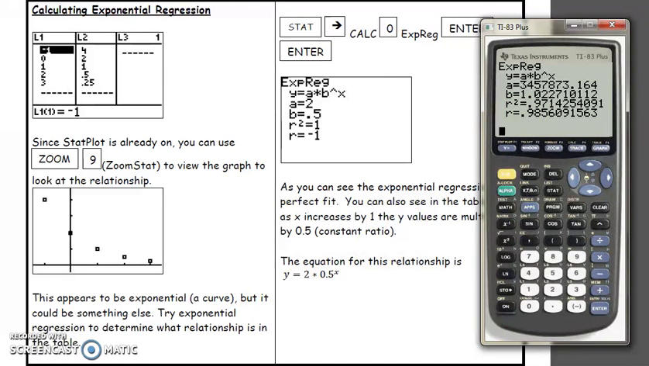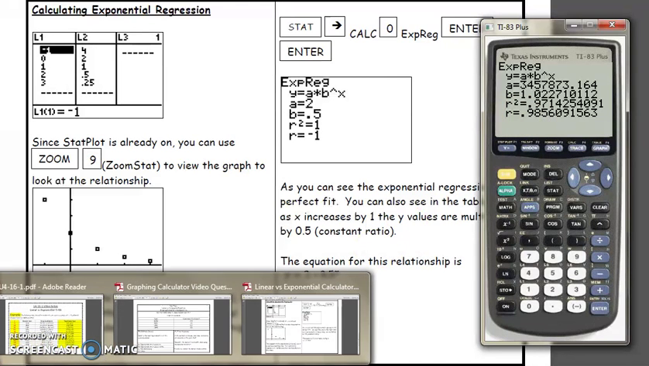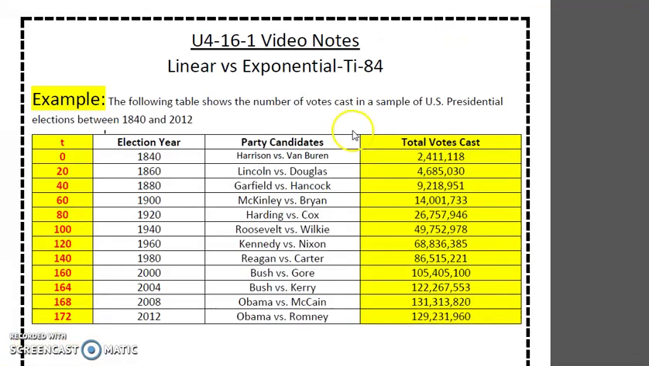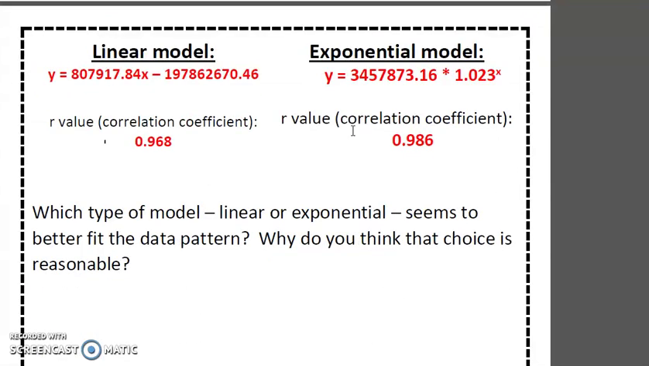So let's take a look at that data. I wrote that down so we could take a look at it. That's the data I put in the calculator. And here are the equations for the linear and exponential models. So the linear model gave us a correlation coefficient of 0.968. The exponential model gave us a correlation coefficient of 0.986.